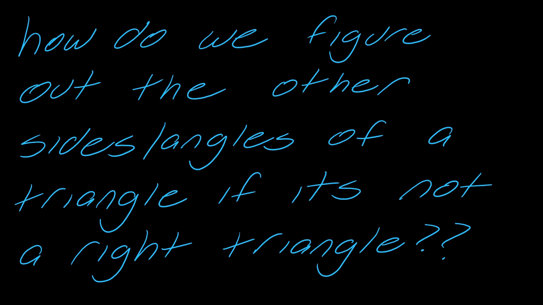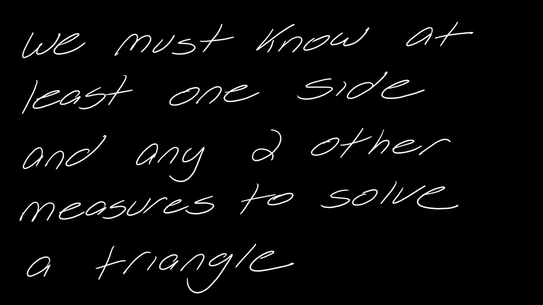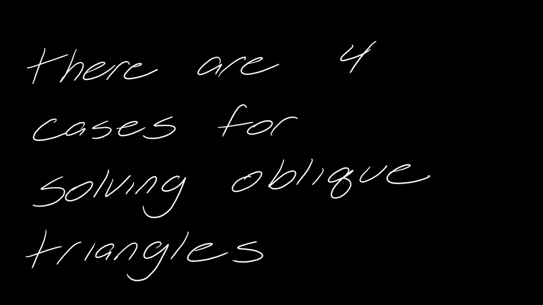Okay, so how do we figure out the other sides or angles of a triangle if it's not a right triangle? Where is this all going? Well, to do that, we must know at least one side and any two other measures to solve a triangle. And there are really four cases for solving oblique triangles. When you have a right triangle, you can just use sine, cosine, and tangent to figure out the sides of the triangle. It's pretty easy.